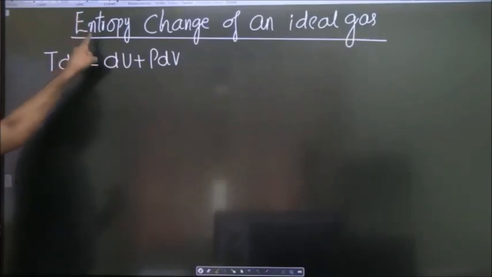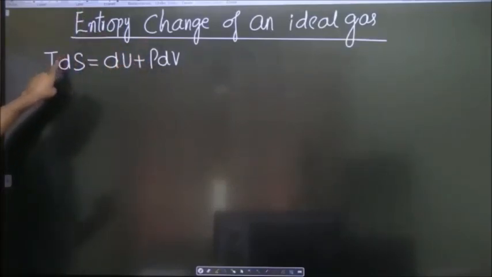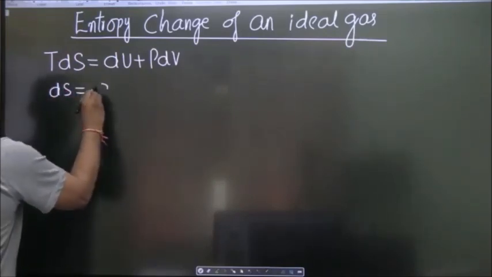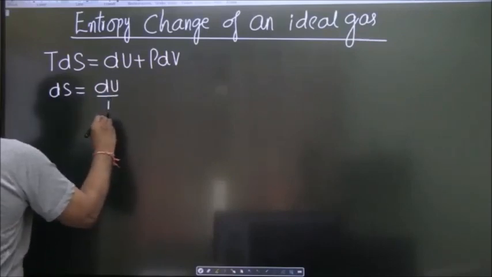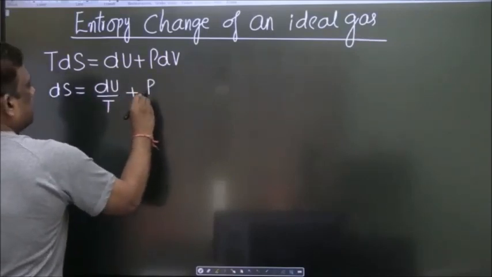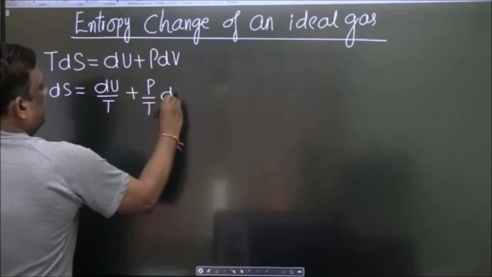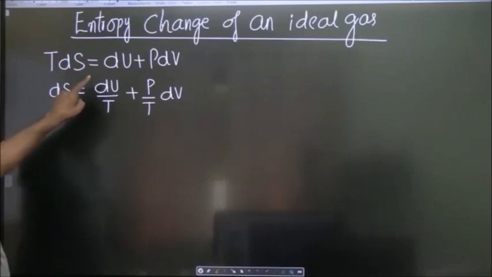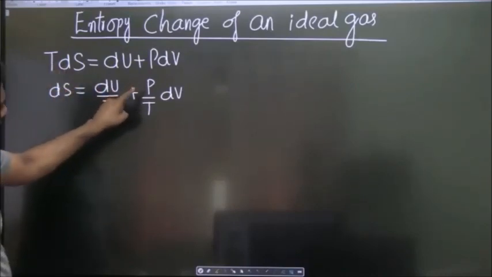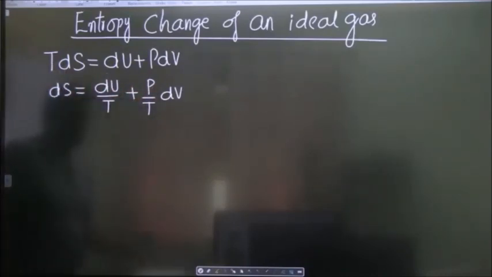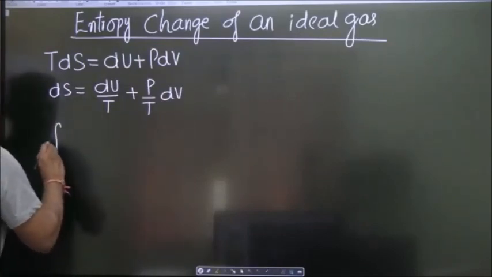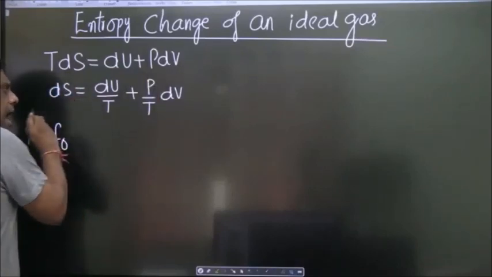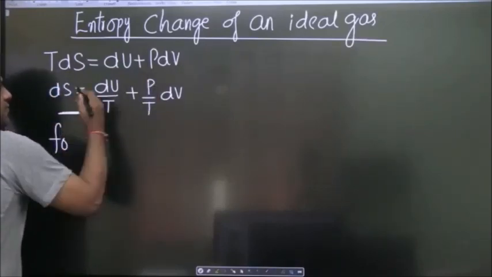See the heading, entropy change. So I write this as dS is equal to dU by T plus P by T into dV. I write this as dS is equal to dU by T plus P by T dV. Now in this equation no conditions are put. Up to this it is valid for anything.